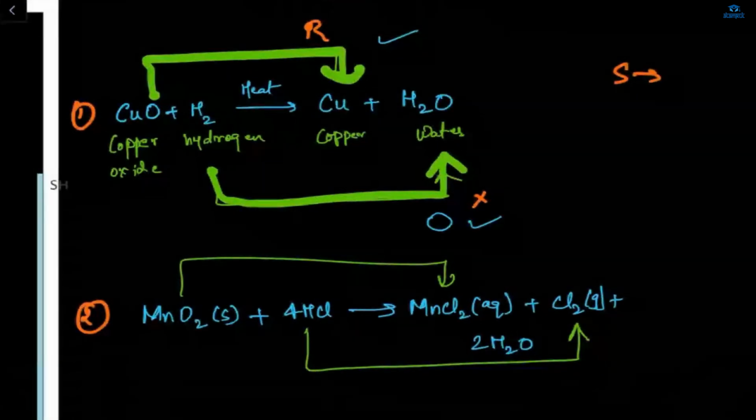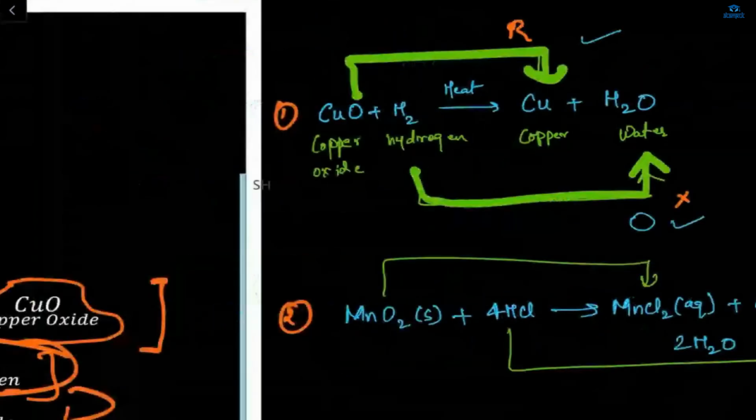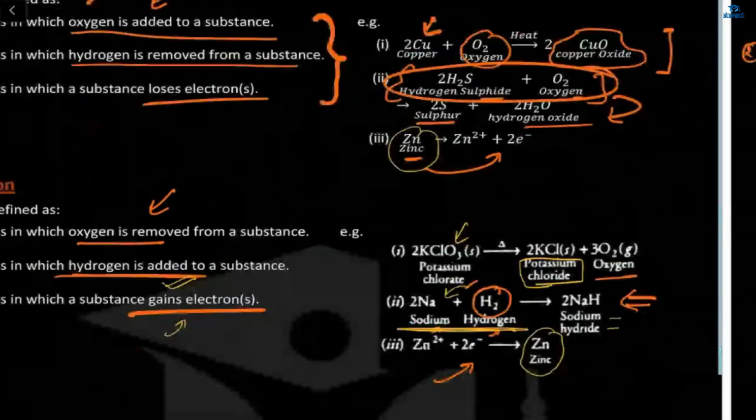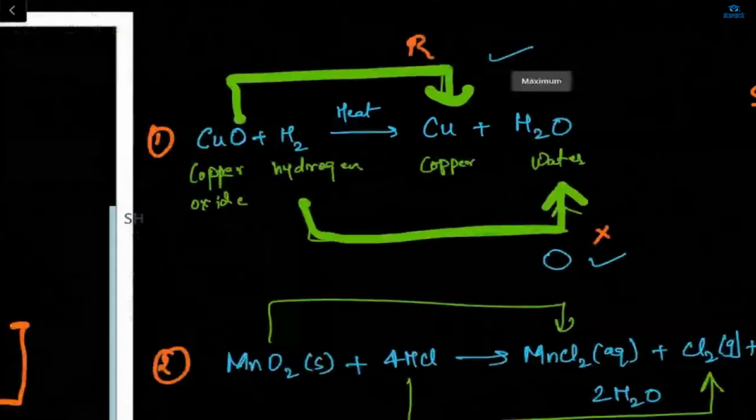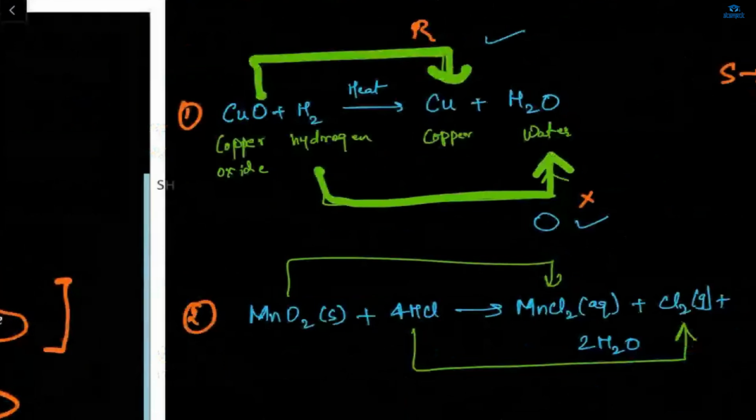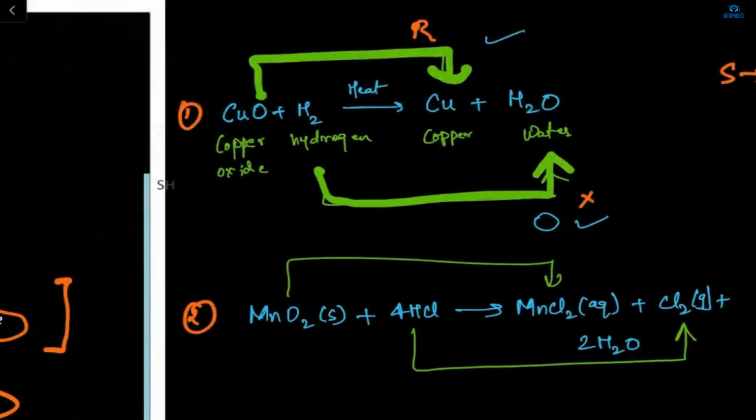Now why is the first one a reduction reaction? Because here you can see oxygen is being removed. When oxygen is removed, it is reduction. So here oxygen is getting removed from copper oxide to copper. Oxygen is removed, so it is reduction. And why is this oxidation? Because oxygen is added.